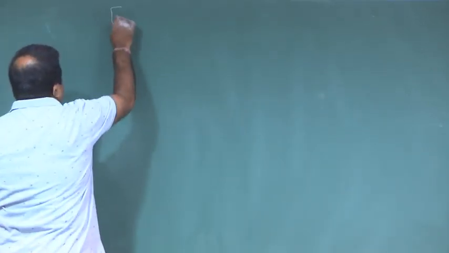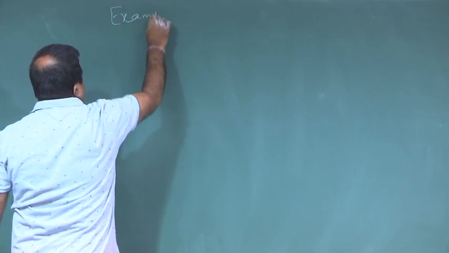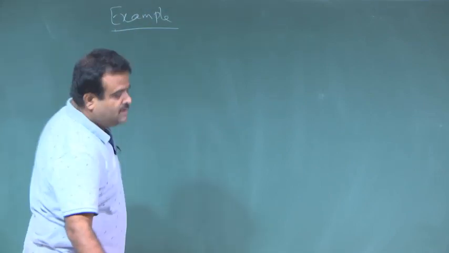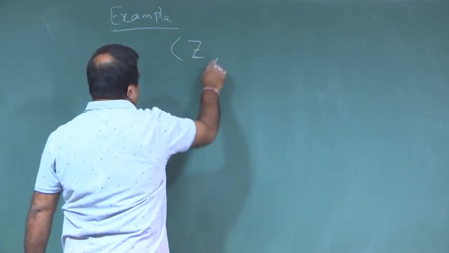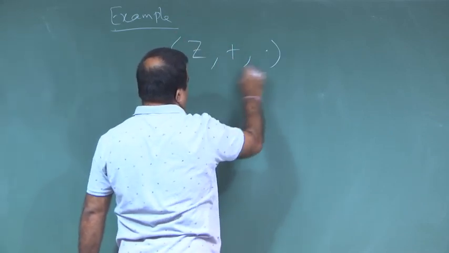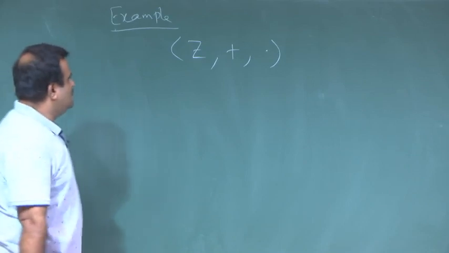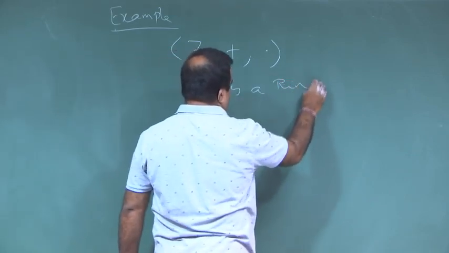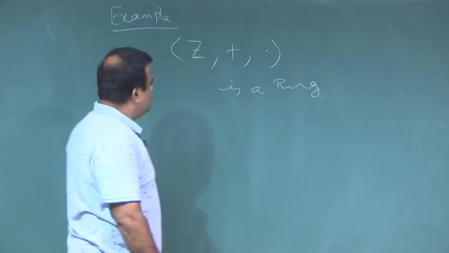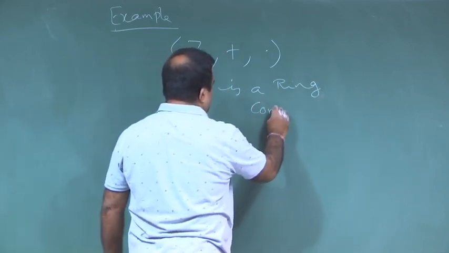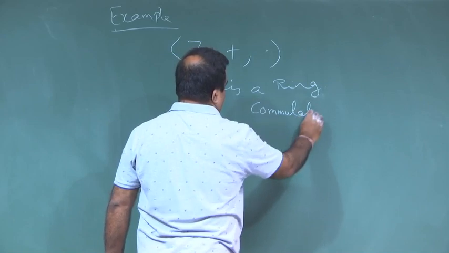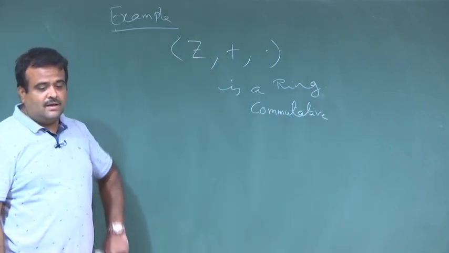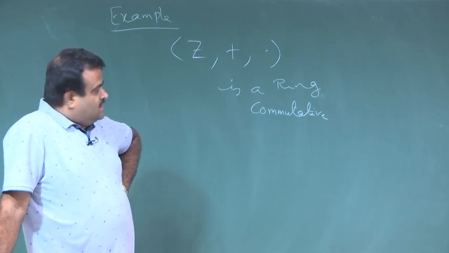Okay, some of the examples. Now, if you take Z, the set of integers, with plus and dot, the real number addition and real number multiplication, this is a ring. Not only a ring, this is a commutative ring, and also an identity element exists other than 0.